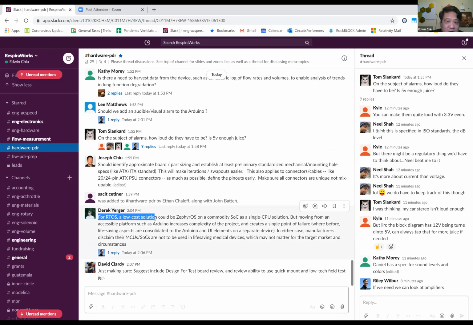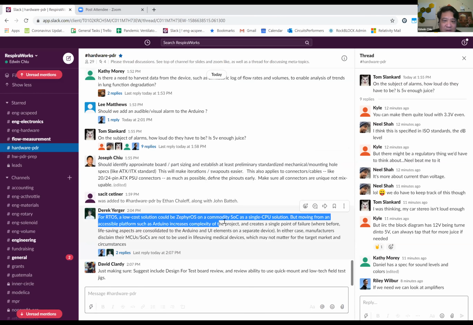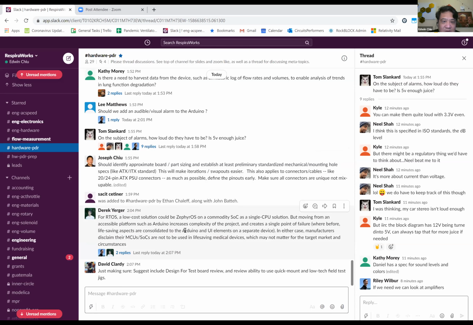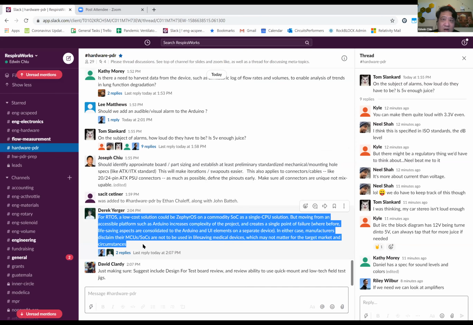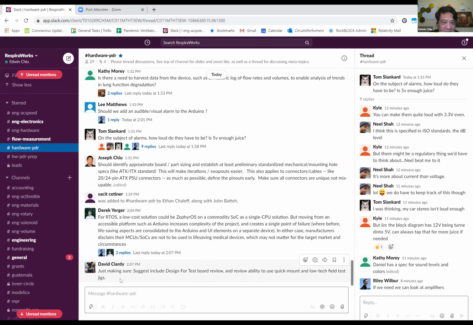Derek says for RTOS, a low-cost solution would be Zephyr OS on a commodity SoC as a single CPU solution, but moving from an accessible platform such as Arduino increases complexity of the project and creates a single point of failure when the life-saving aspects are consolidated to the Arduino and UI elements on a separate device. In either case, manufacturers disclaim their MCU SoCs are not to be used in medical life-saving devices, which may not matter for the target market and circumstances. Derek, thanks for that. I think that's a pretty good summary of the situation at hand.